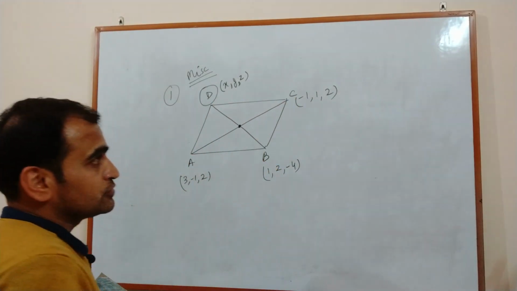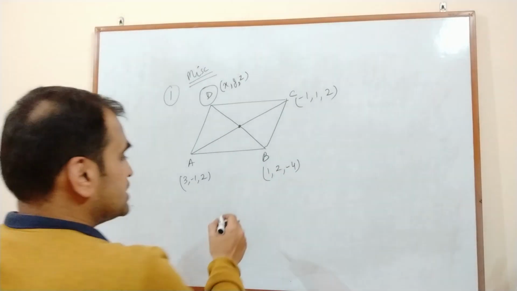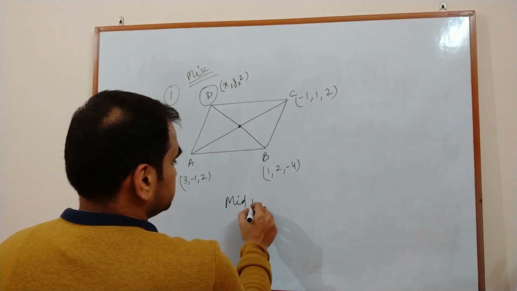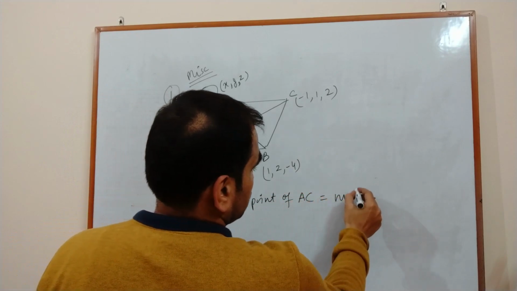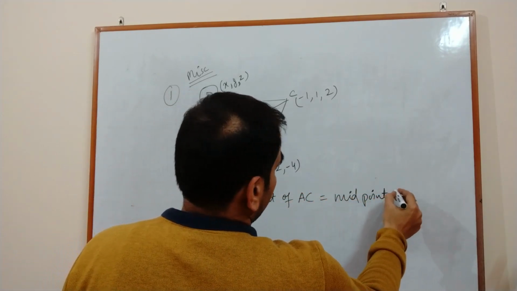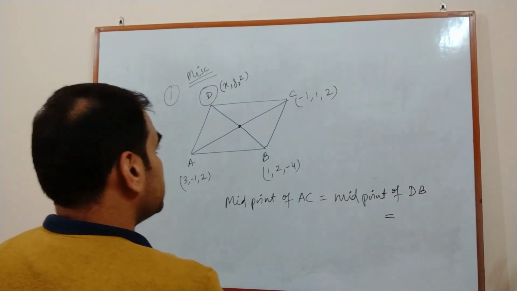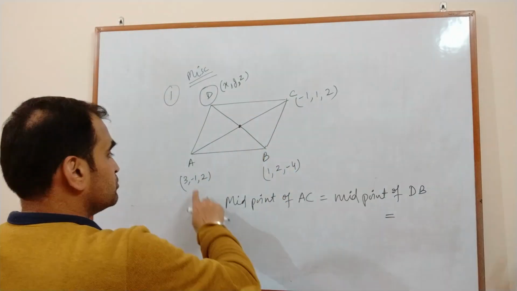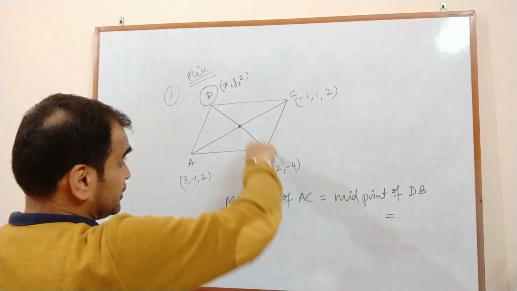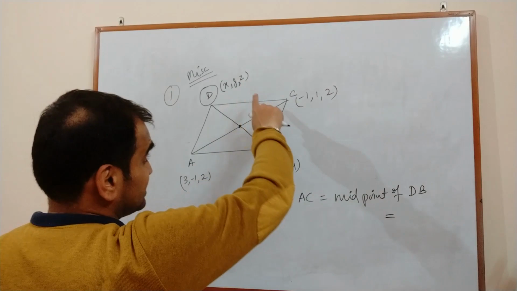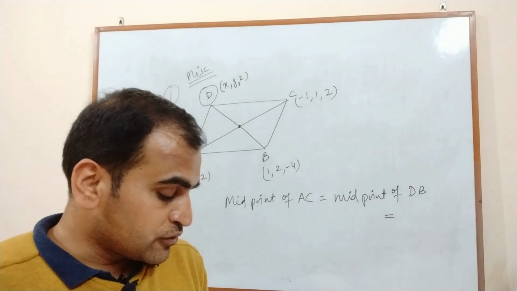We have to use this bisection property. So what should we do for this? How to use it? What we can do is, midpoint of AC is equal to midpoint of BD. So you will use the midpoint formula here. Midpoint of AC means (3 - 1)/2, (-1 + 1)/2, (2 + 2)/2 is equal to (x + 1)/2, (y + 2)/2 and (z - 4)/2. Using the midpoint formula, you will be able to find out the values of x, y and z.